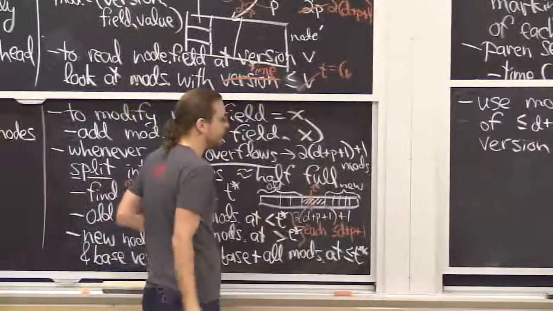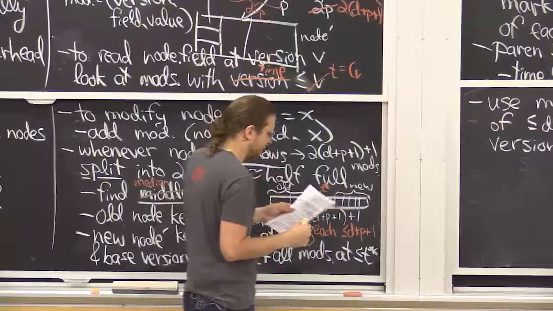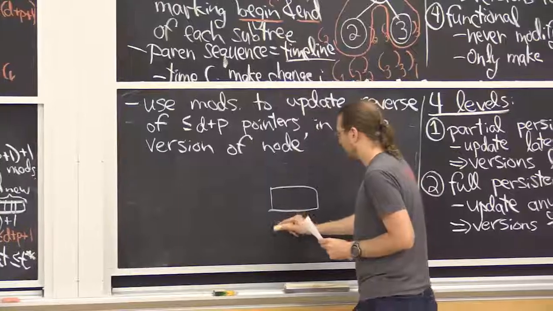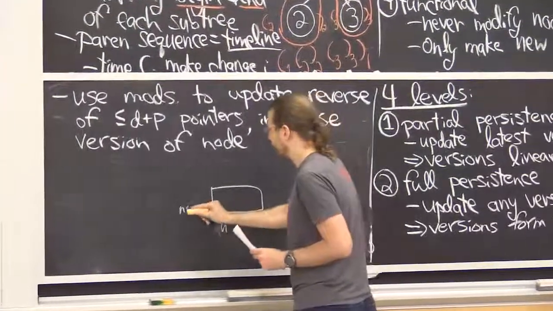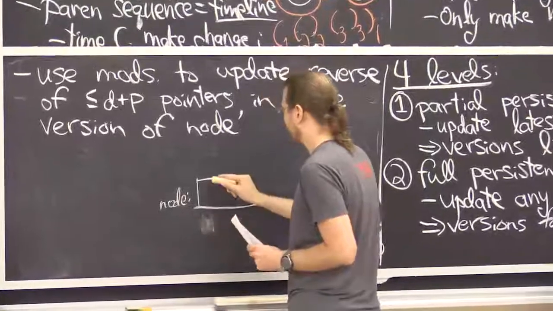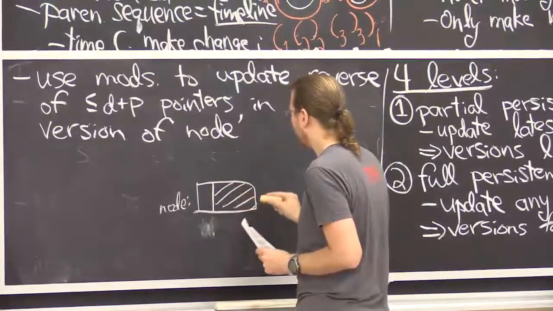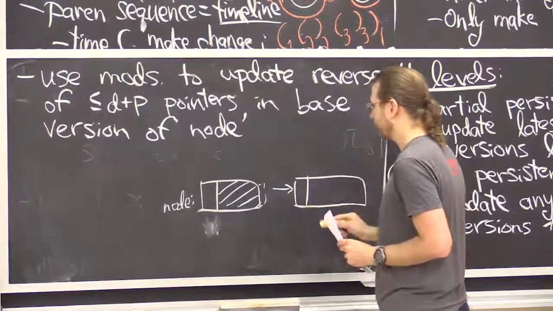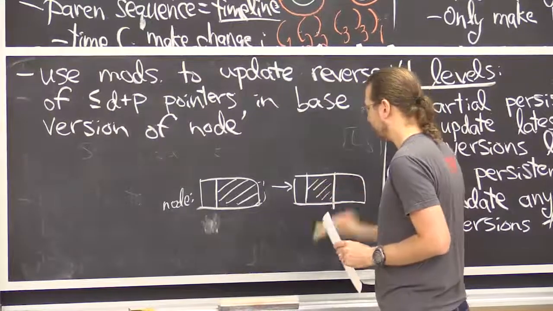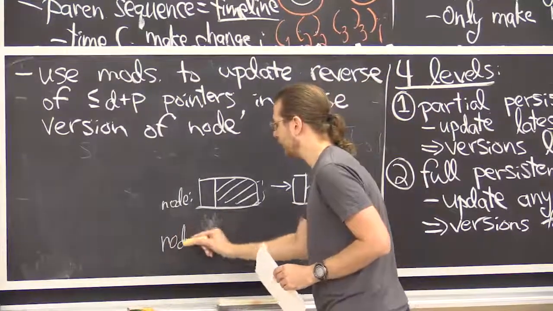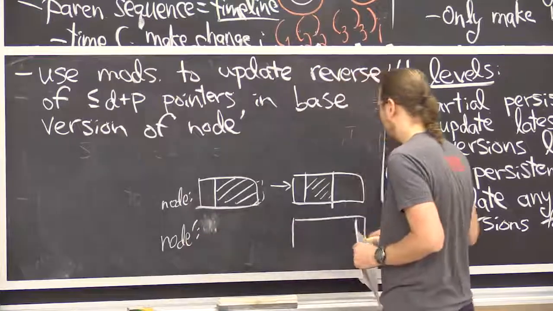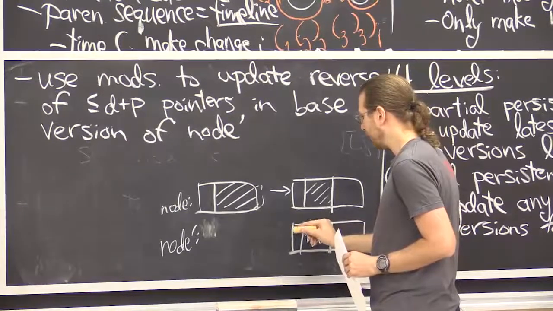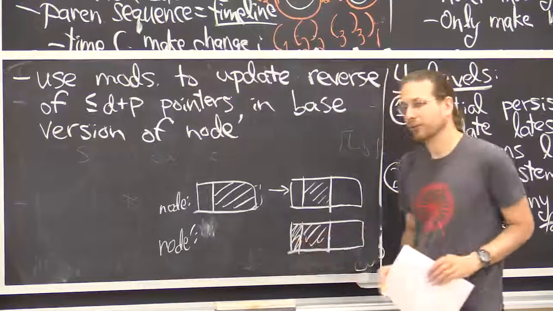And if the reverse pointer is in the base version, I think at this point I need to draw the general diagram of what's going on. So we used to have a node here, which had some base version, and then an overflowing group of mods, and we split it into the old node, which now has strictly less than half of the mods, and into a node prime, which also has half of the mods. And then we also updated the base version of node prime.